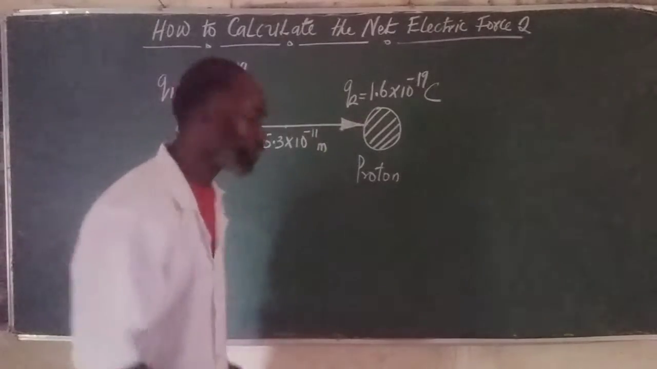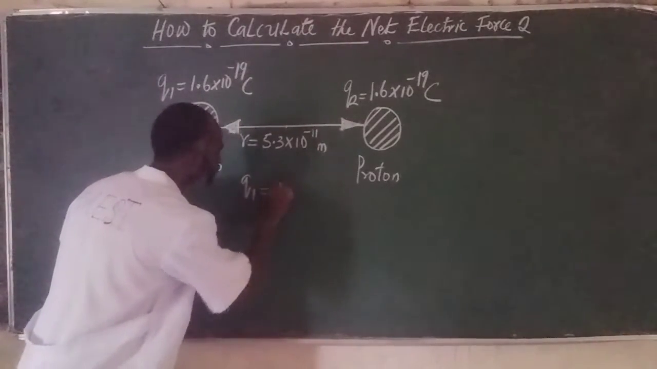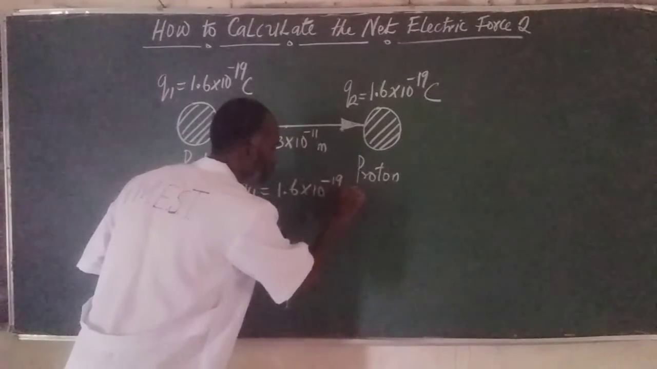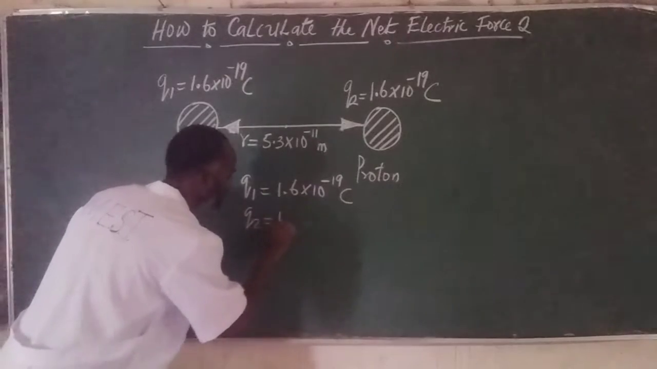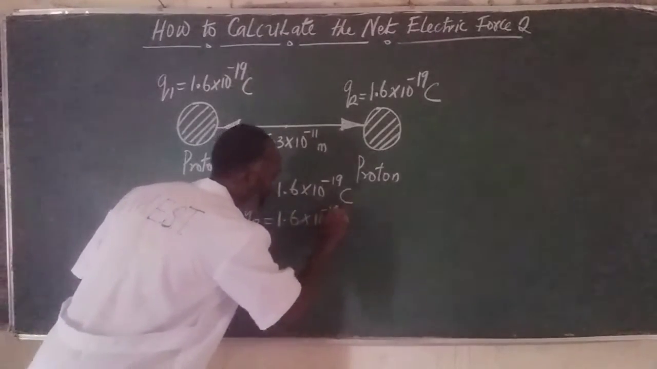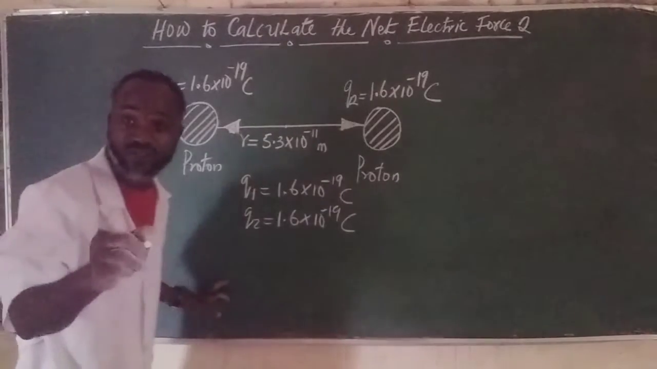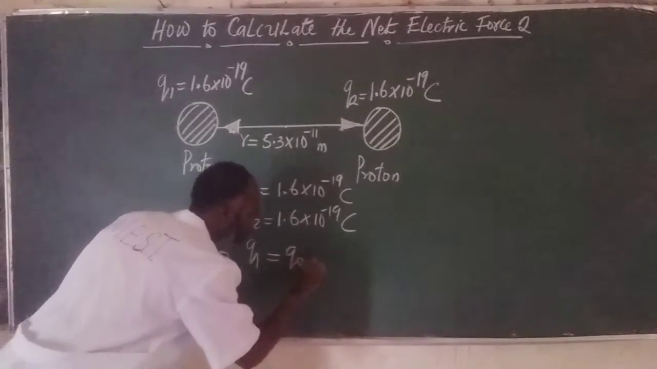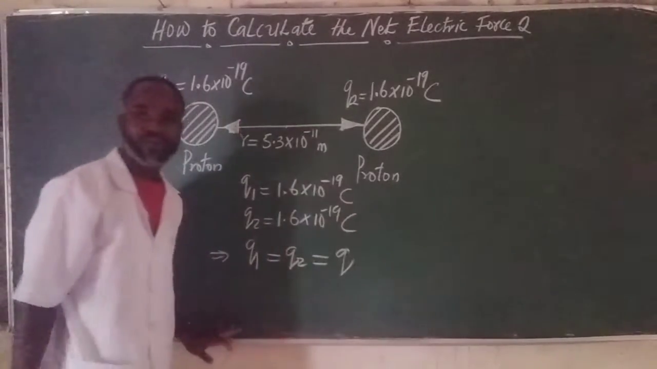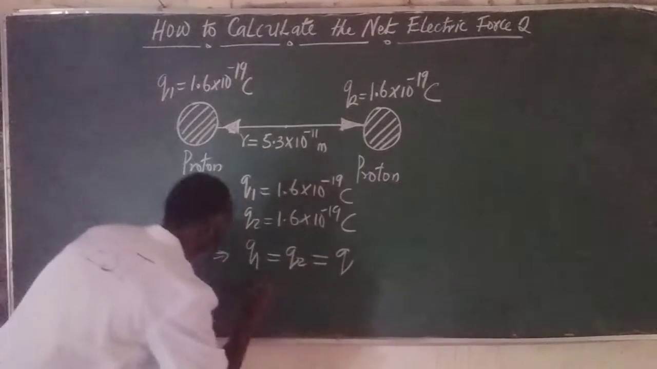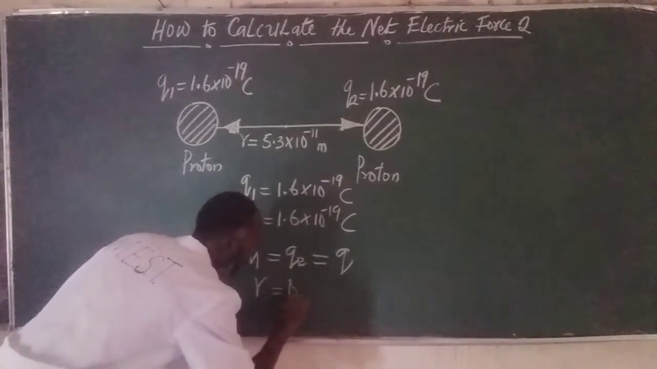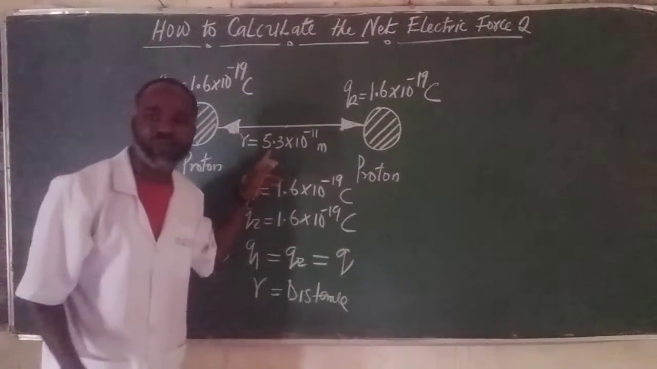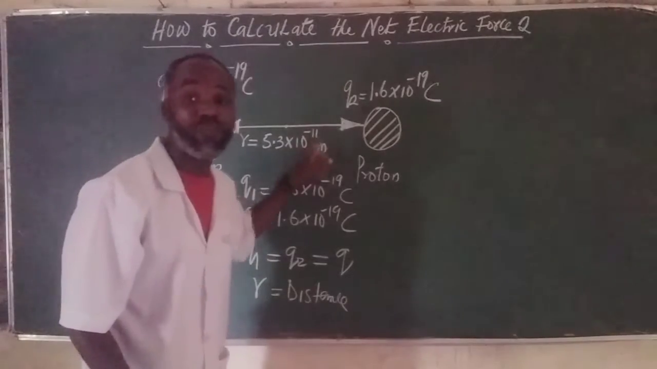But there is something we need to do. If we have Q1 equal to 1.6 times 10 raised to the power minus 19 coulombs, and Q2 equal to 1.6 times 10 raised to the power minus 19 coulombs, it means that Q1 is equal to Q2, and that can be just Q, right? Then we'll take into consideration the distance separating them, where R is the distance separating them.